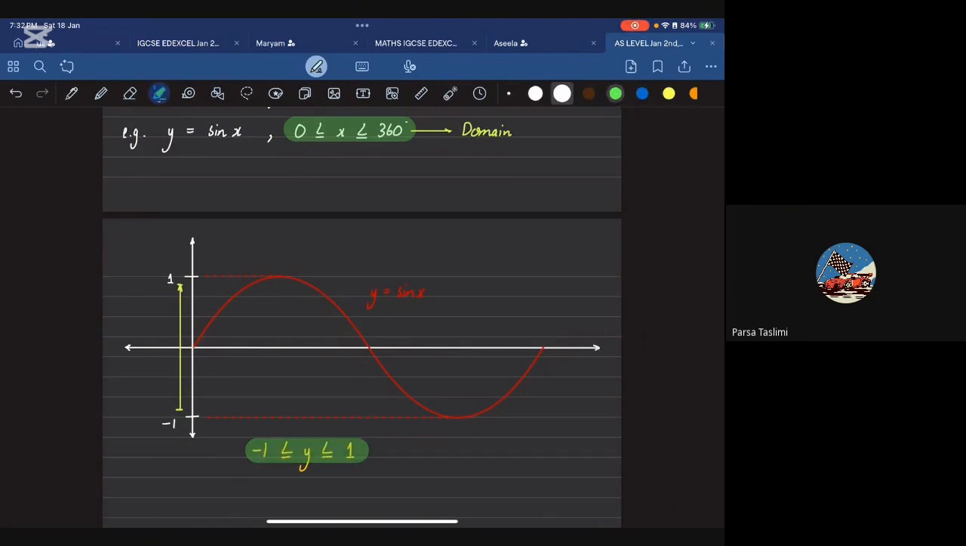Clear, person? And this will be your range. Any questions regarding this, person?